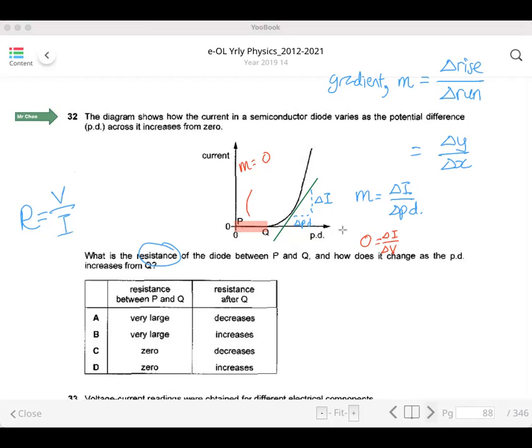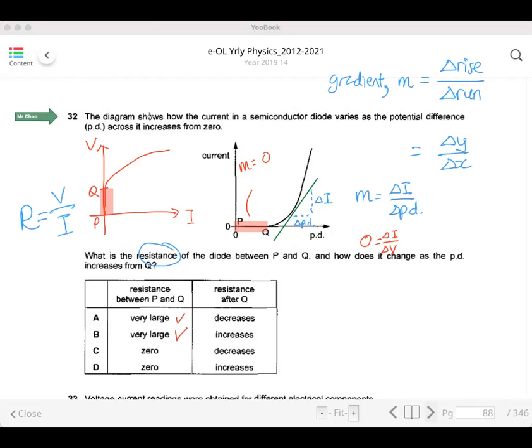So if you were to flip, you let the PD be the y-axis and let the current be the x-axis, how will it look like? If I try to flip, this is your V and this is your I, your graph will look something like this. Correct? This is your P, this is your Q. Am I right to say that? So same thing, you look at this part of the graph from P to Q, the gradient is very steep. V over I very steep means the gradient is very large. The resistance is very large. Are you clear about this?